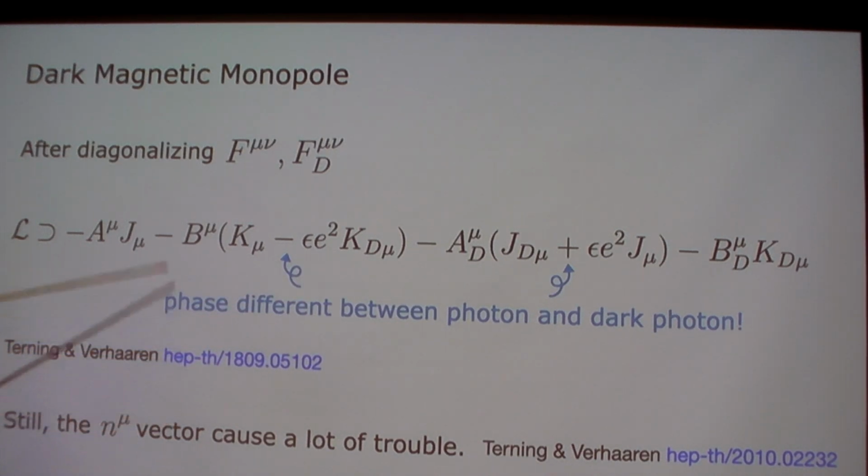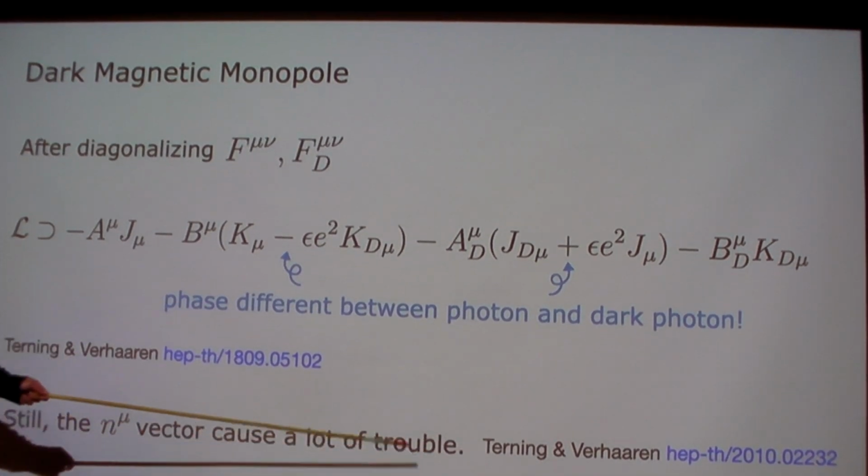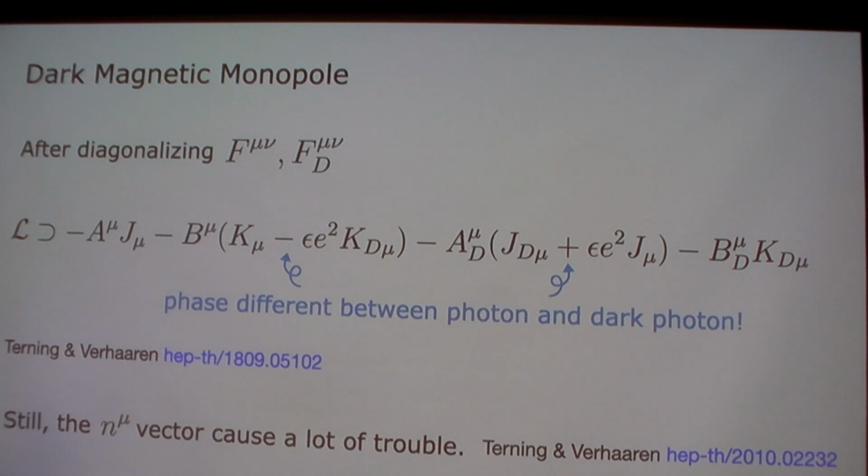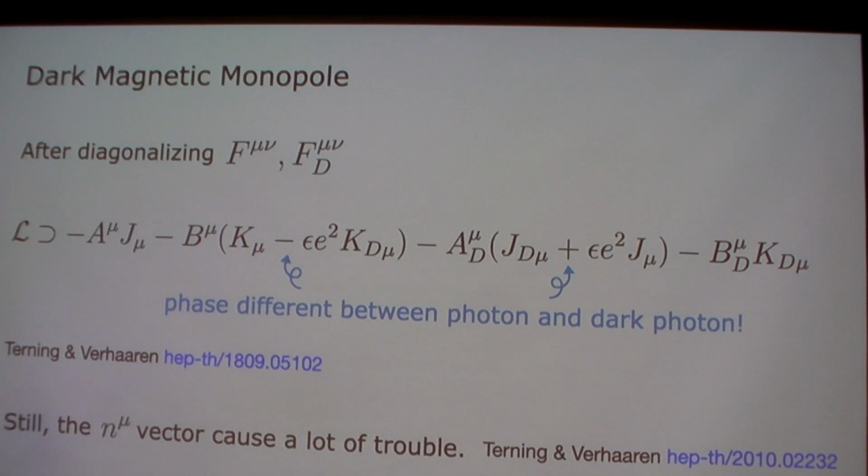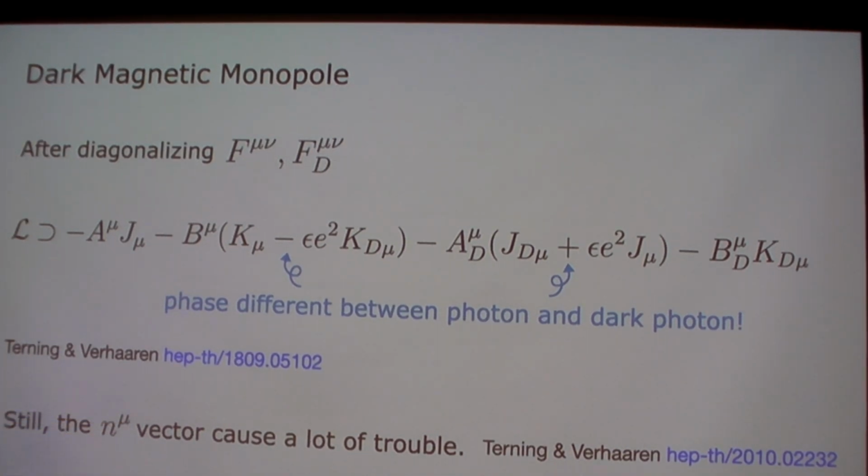So we can study this dark monopole using Lagrangian and field theory, but still that constant vector will cause a lot of trouble in calculation. People have resolved those troubles, but still it's kind of messy. It's not messy, it's just hard to deal with this n vector. So it will be good if we can have some other way that doesn't need field theory, so we don't need to deal with this n vector.